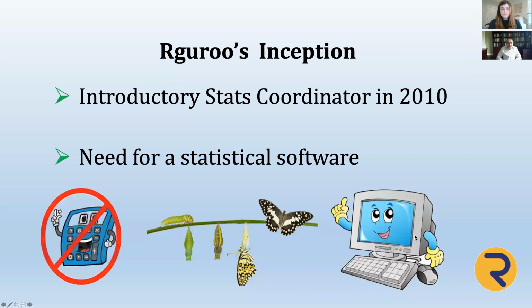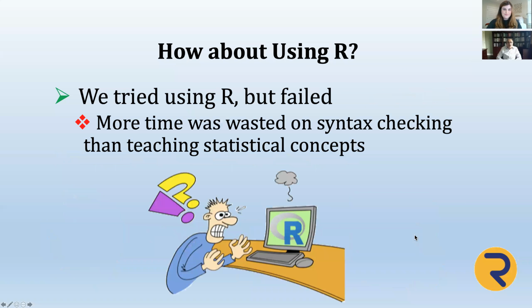So at that time, we decided that we should probably think about a software to use for our classrooms. R was free, and we thought, okay, maybe we can try using R. In fact, for a couple of years, we used R. I wrote a manuscript with one of my colleagues that gave instructions on how to use R. But it turned out that it was really a failure, because we were spending more time telling people about the syntax. Oh, you forgot this comma, you forgot this parentheses, and we really were not focusing on teaching statistical concepts.